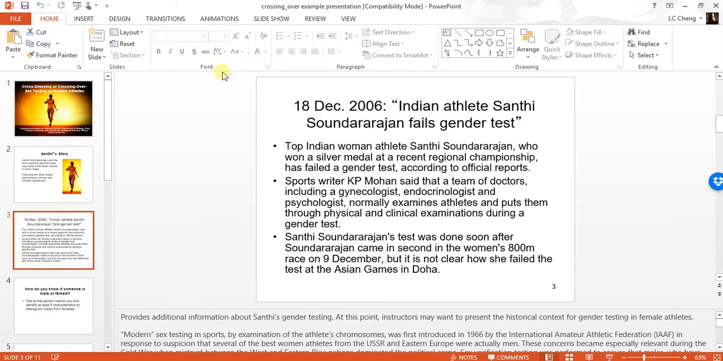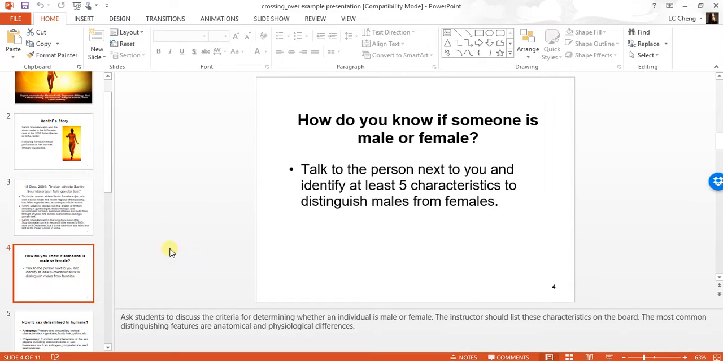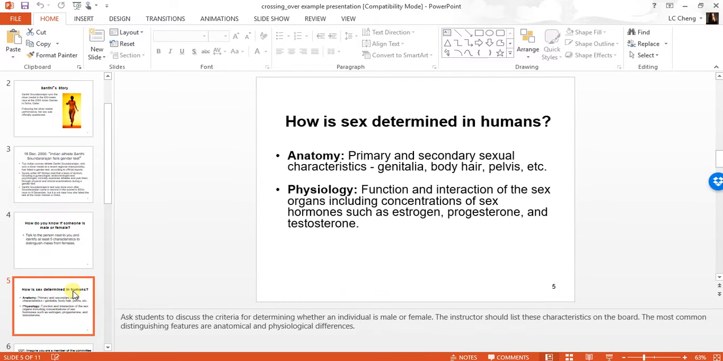So we would briefly talk about the incident, how Santhi, the athlete, was stripped of her medal. We would encourage questions like this. So how do you know if someone is male or female? We would get them to talk to someone next to them to identify maybe 5 characteristics that distinguish males from females. And again, this is like a follow-up to the discussion that they've had online already. And so we can continue on.